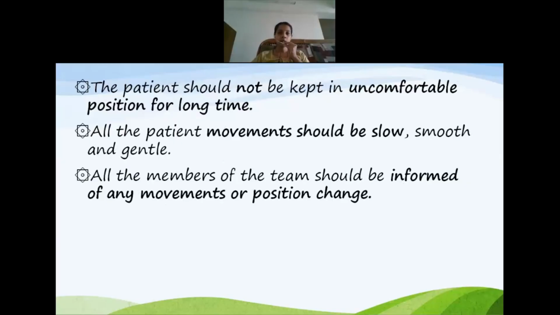Next, whenever you're changing the position or moving the patient, be very slow and very gentle with the patient. Do not pull the patient or push the patient. Next, all the members of the OT team should be informed regarding the change of position.